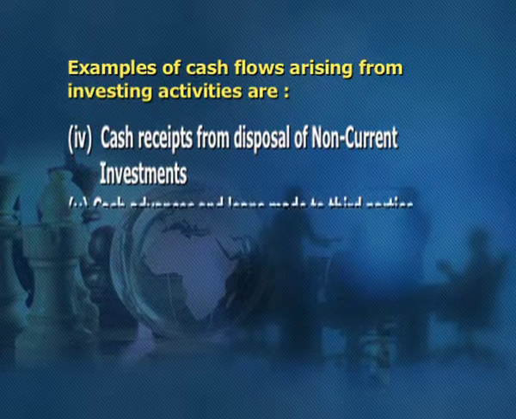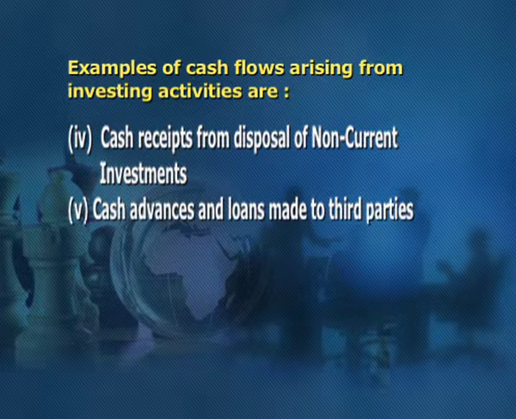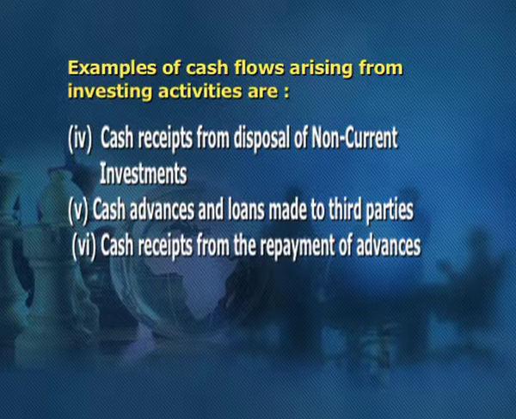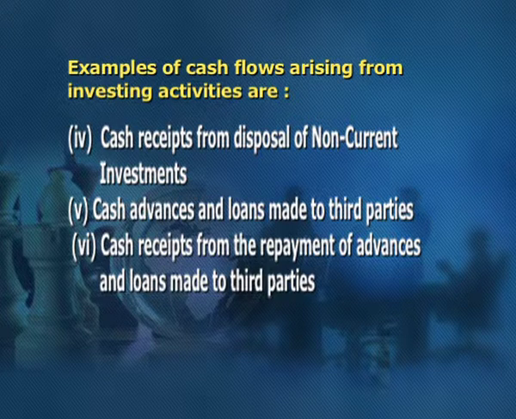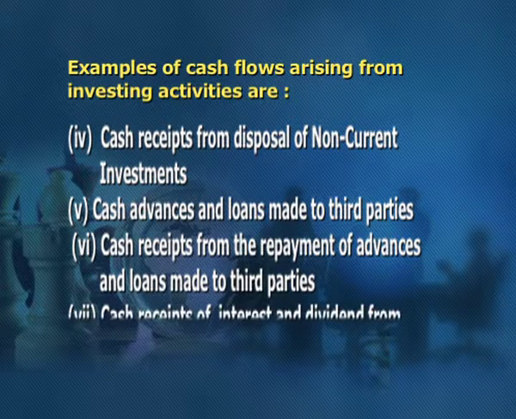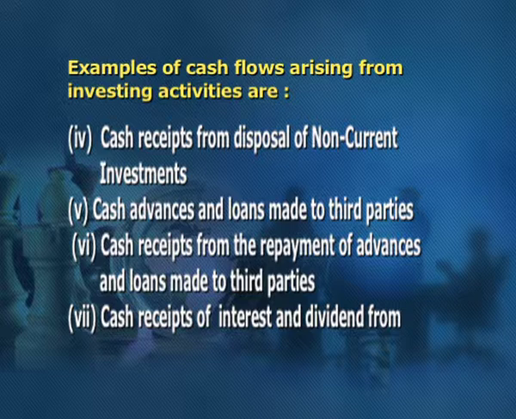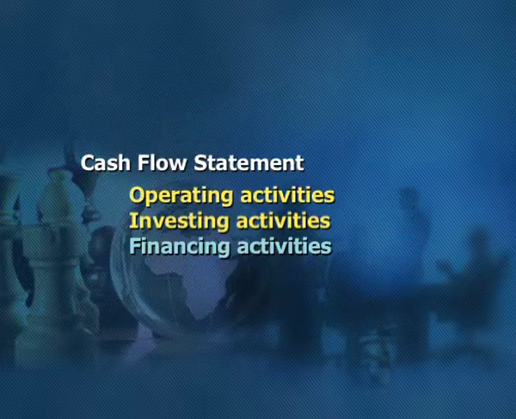Fifth, cash advances and loans made to third parties. For a financial enterprise, it is an operating activity. Sixth, cash receipts from the repayment of advances and loans made to third parties. Seventh, cash receipts of interest and dividend from non-current investments.